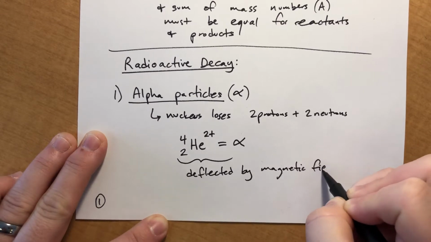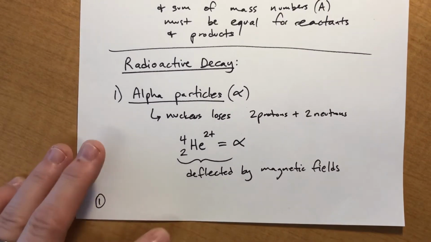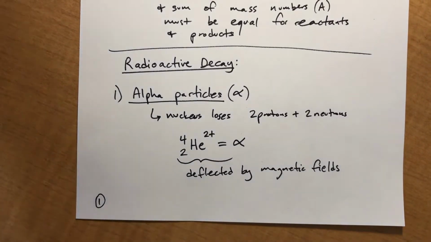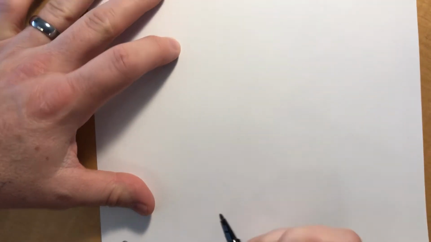Not a huge deal, but sometimes if you have radiation, it's one of the ways you can distinguish which type of radiation is a problem, is happening at that moment. All right, I'm going to continue with alpha particles. I'm not done with them yet. Okay, so as far as alpha particles, a couple things to keep track of.